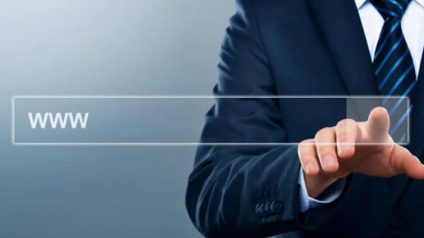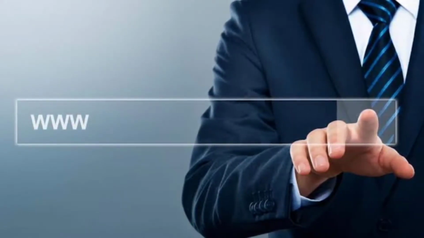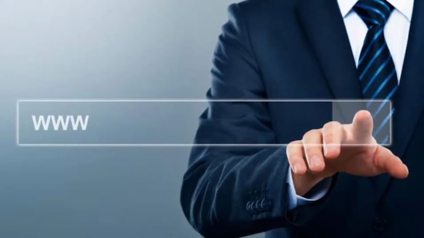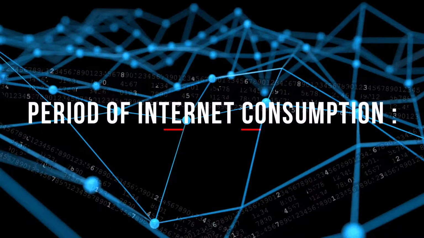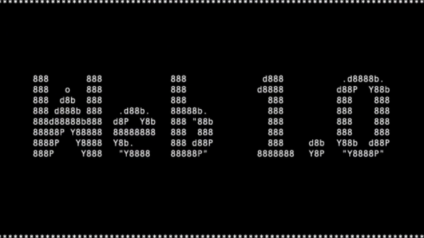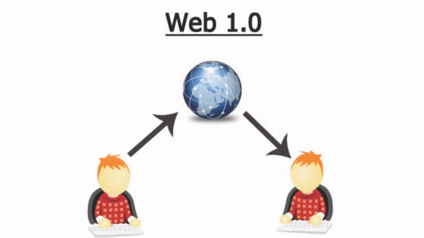Keeping these action points in mind, we will be discussing the evolution of web, where it's going, and why it is important. Let us find out three periods of internet consumption. First one was Web 1.0 from 1990 to 2000. Considered the first generation of the World Wide Web, also known as syntactic web or read-only web.